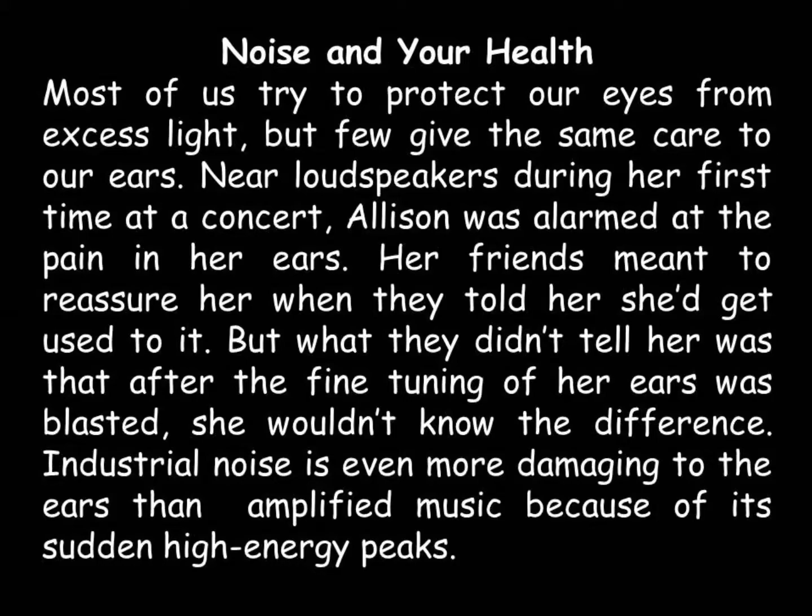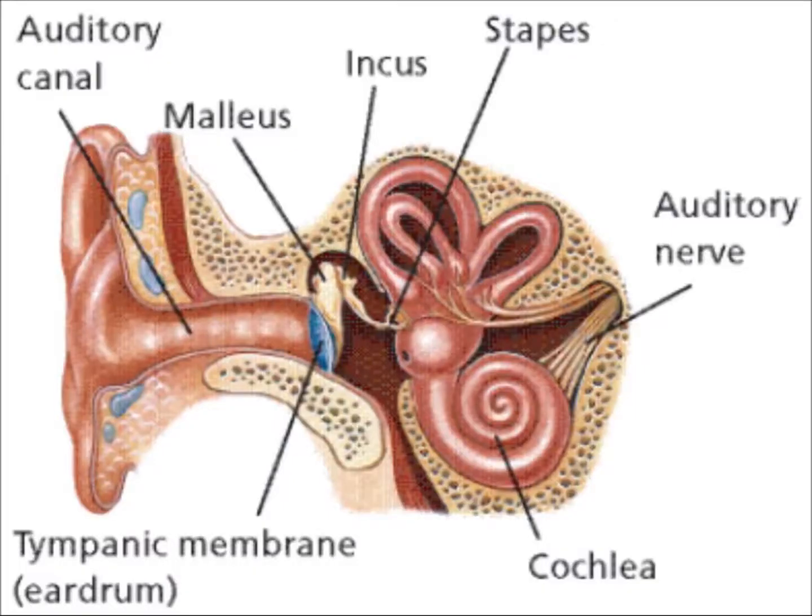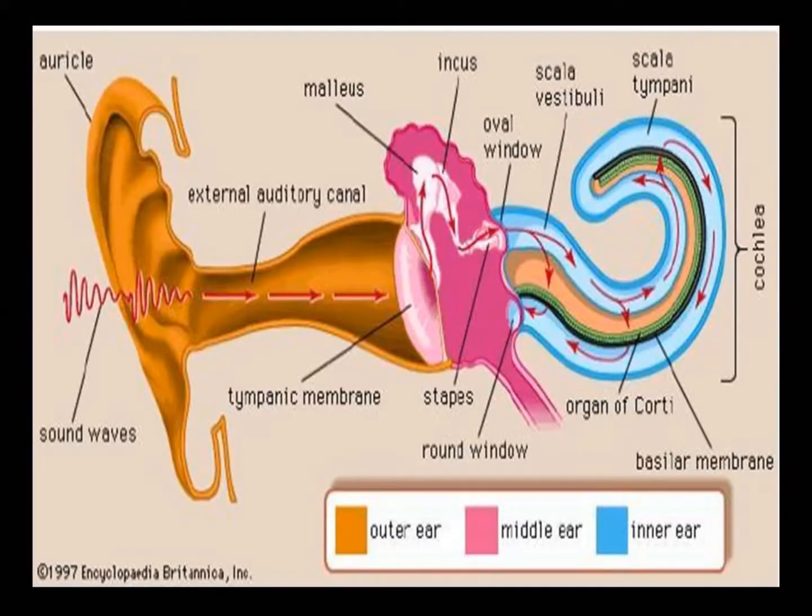Not to say that the high amplified sound at a rock concert wouldn't be bad for you. Here's the basic physiology, the basic structure of the ear. You have the outer ear, which is essentially the ear canal, and then you have the middle ear, which is the malleus, the incus, and the stapes, hammer, anvil, stirrups, and then you have the inner ear, which is the cochlea, and then you have the auditory nerve, which interprets material from the cochlea.